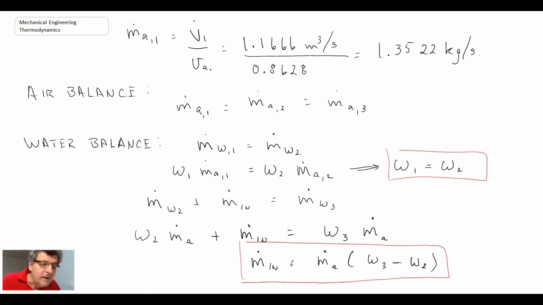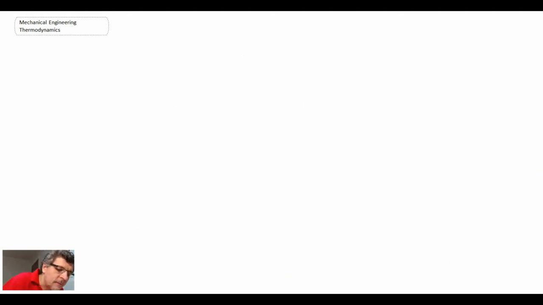Okay, so looking at this equation, what we know thus far, we know the mass flow rate of dry air, and that's it. We have specific humidities here. So if we can start to determine what the specific humidities are, we can start solving some of these things. So let's take a look at specific humidity. And this goes back to the equations that we looked at in an earlier lecture.